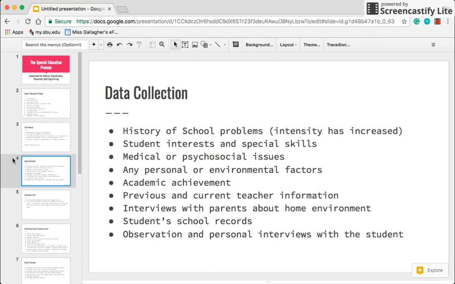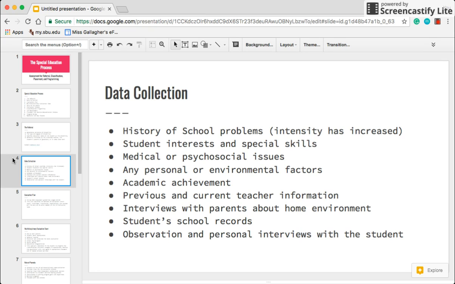The next part of the process is the data collection. This part is learning all about the student. So you want to find out the history of school problems, if there are any, and if they have increased or if the intensity has increased. You want to find out the student's interests and special skills, if there are any medical or psychosocial issues, any personal or environmental factors, their academic achievement.